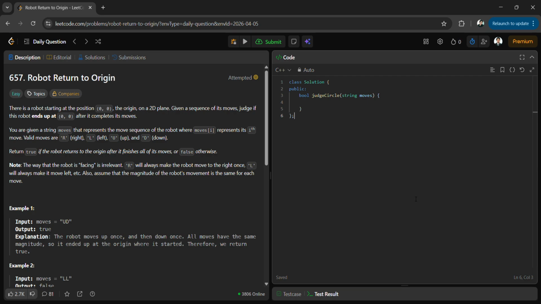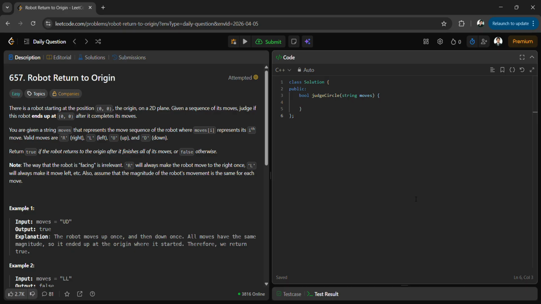Hey coding buds, today's LeetCode problem is 657, Robot Return to Origin, which is an easy level problem. The problem statement is: there is a robot starting at the point 0 0, which we can say is the origin on a two-dimensional plane. Given a sequence of its moves, judge if the robot ends up at 0 0 after it completes its moves.